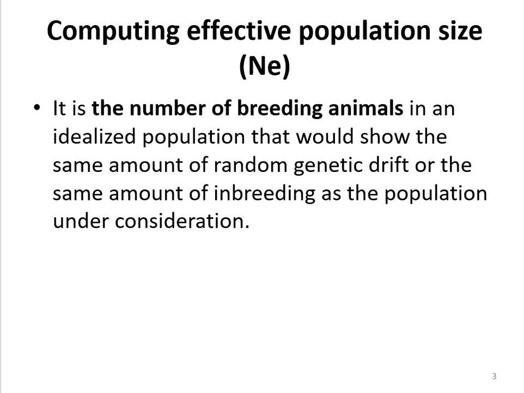Next term is effective population size. It is the number of breeding animals in a population. As opposed to total animals, which may include kids, very young animals, and very old animals, those would be excluded from this. So this is only the number of breeding animals in the population.